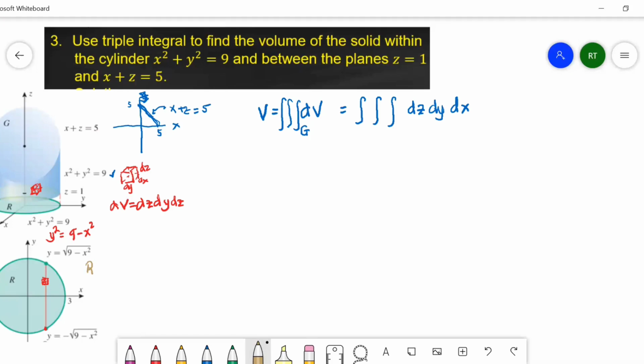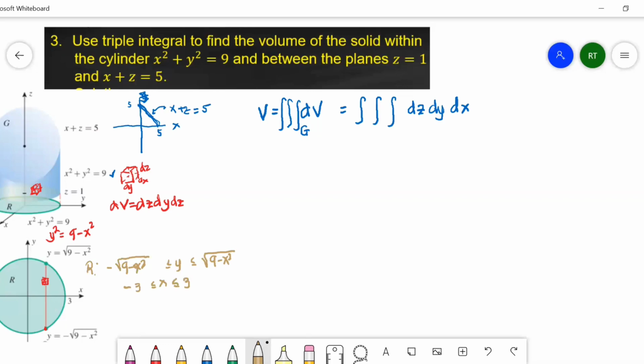So the region R in the xy plane will give us y going from negative square root of 9 minus x squared to positive square root of 9 minus x squared. And of course, x will go from the leftmost, negative 3, to positive 3.